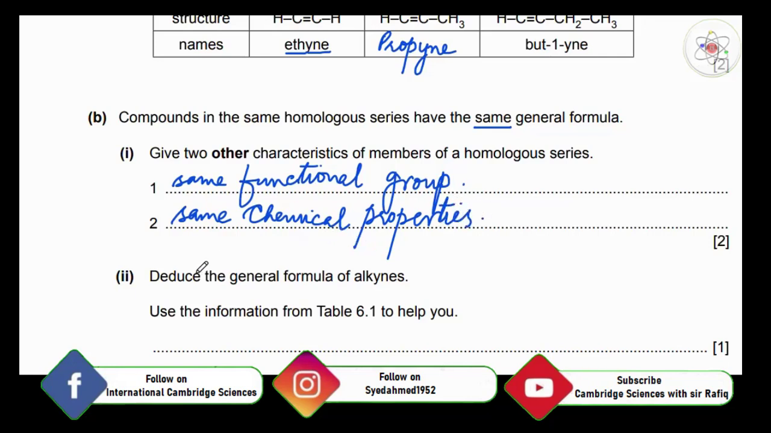And more characteristics are there. For example, there is a trend in physical properties, and there is a difference of 1 carbon and 2 hydrogen atoms between 2 consecutive members of a homologous series, and also the method of preparation of all members in a homologous series is the same, right?